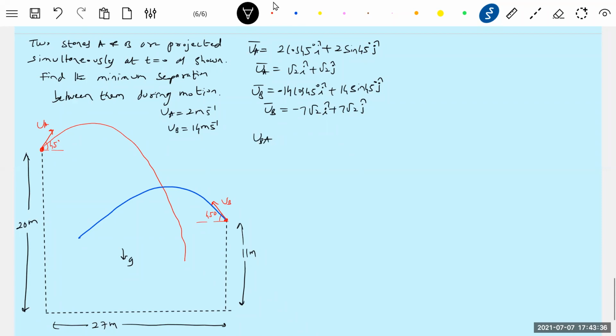Let me define, you select UBA bar. You can write UAB bar also. Let me take the UBA bar. So UB bar minus UA bar. So this will be minus 7 root 2 minus root 2 I cap, minus of this will be 7 root 2 minus root 2 j cap. 7 root 2, this will be minus 8 root 2 I cap.